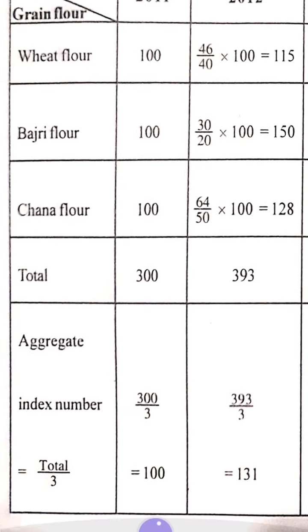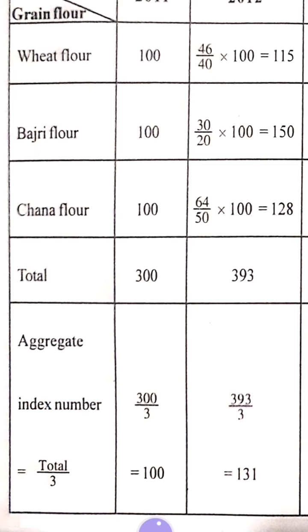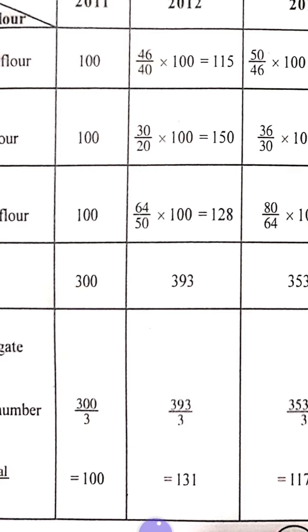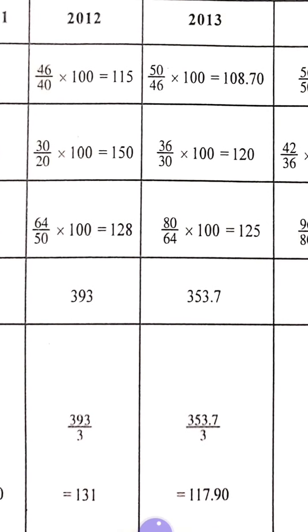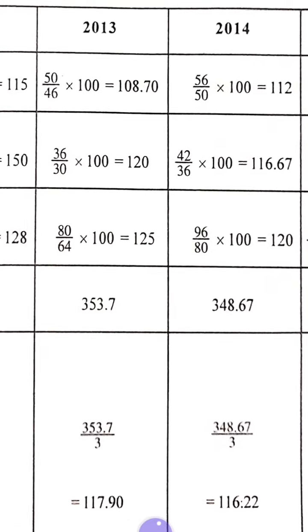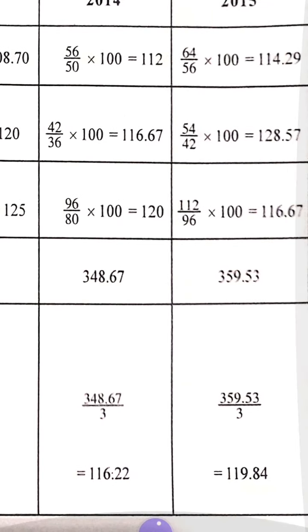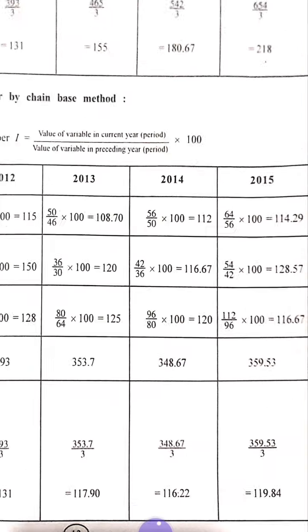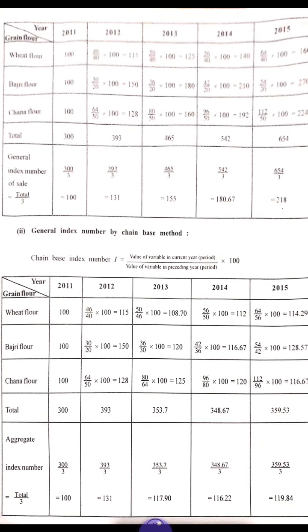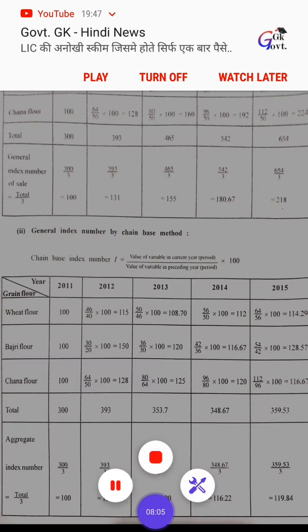Again to find out the general price index number, you are taking the total in the numerator, dividing it by 3. Again why dividing by 3? Because there are 3 items. So 300 divided by 3 will give you 100. 393 divided by 3, 131. 353.7 divided by 3, 117.90. 348.67 divided by 3, 116.22, 359.53 divided by 3, 119.84. That is the general price index number by chain based method. Got it, children? So that is how you find out the general price index number by both the methods, right?